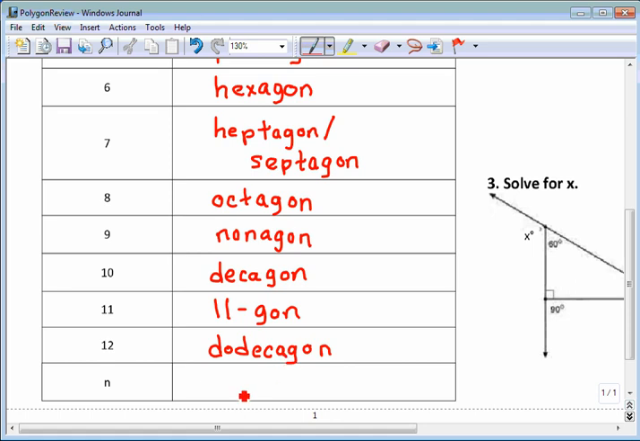Okay, and then last but not least, n is not the name of any particular polygon. This is the format for any of the polygons that we have not written a more specific name for. n is the variable that stands for the number of sides. So you actually have to plug in for the number of sides. If you had a 17-sided figure, it would be a 17-gon, which you would read as a 17-gon. So be very careful there. The answer is never just n-gon unless I'm asking for a formula.